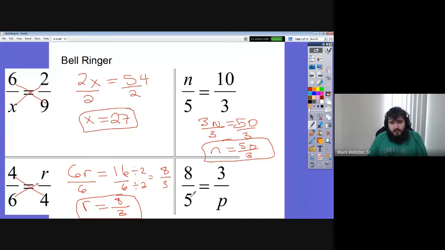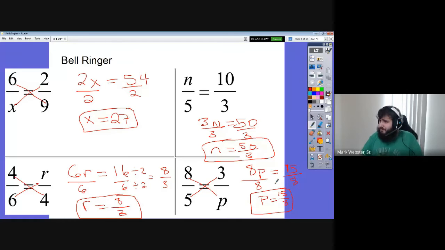Last one. We're going to cross multiply here again. We got 8p equals 3 times 5, which is 15. Divide both sides by 8. What do we get? P is 15 over 8. Do they have anything in common? No, they don't. They're relatively prime to each other, so we're going to leave it as just 15 over 8. And there's our final answer. Okay, any questions about this?